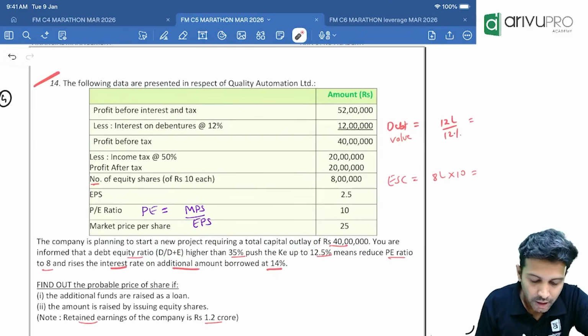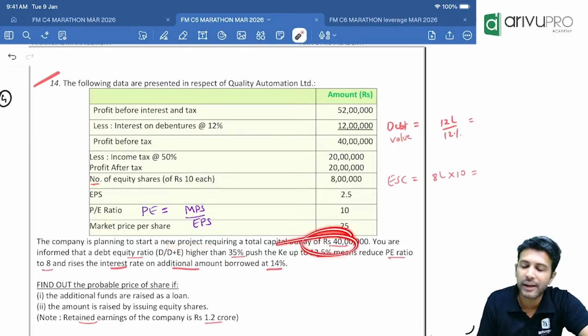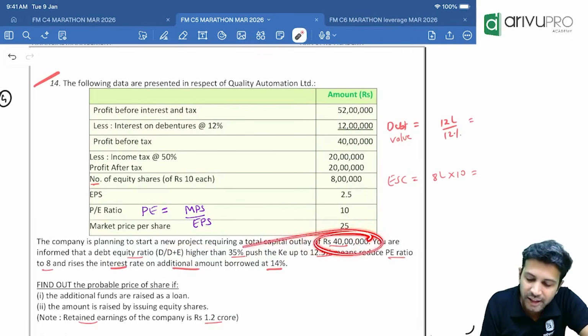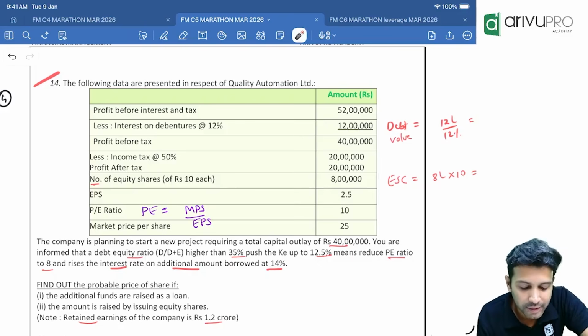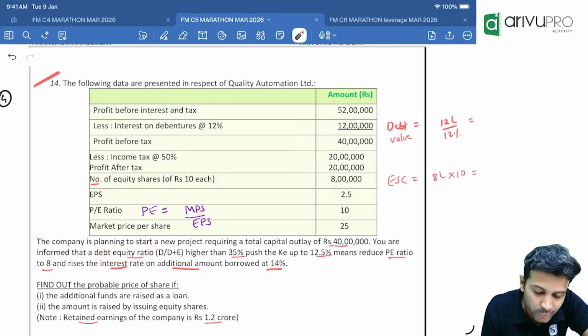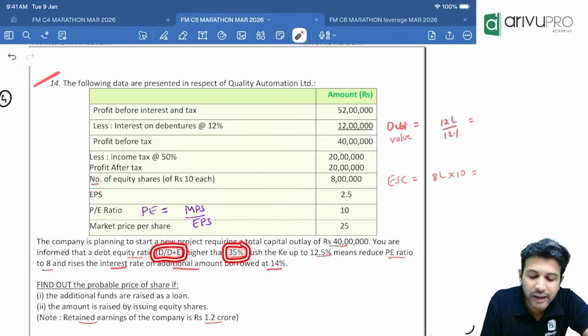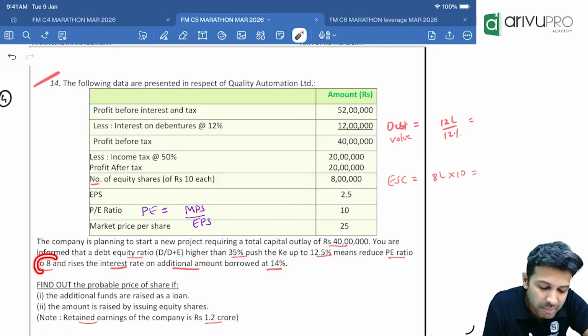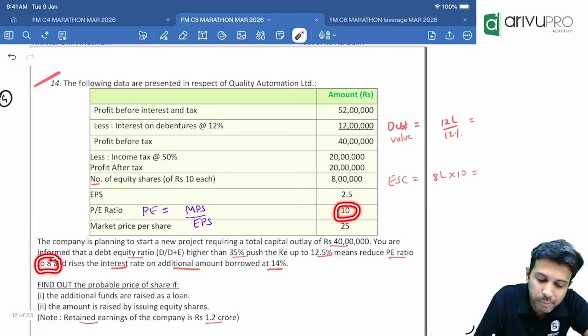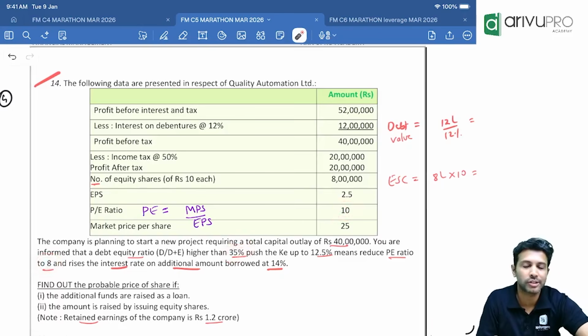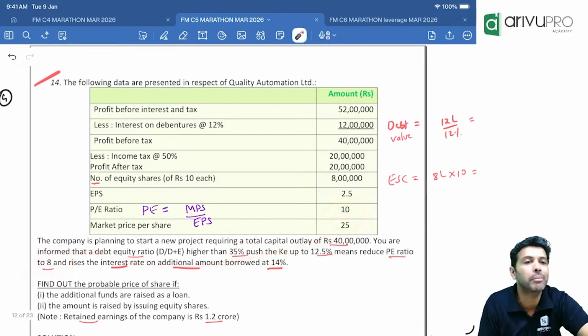Okay, next. The company is planning to start a new project with a capital outlay of 40 lakh. For this new project, how much money do they require? 40 lakh. You are informed that the debt equity ratio, how do you calculate this? Debt divided by debt plus equity. If this number crosses 35%, then the cost of equity will become 12.5 and it will reduce the P/E multiple to 8. Currently, what is the P/E multiple? 10. If the debt equity ratio crosses 35%, from 10, the P/E multiple will become 8.